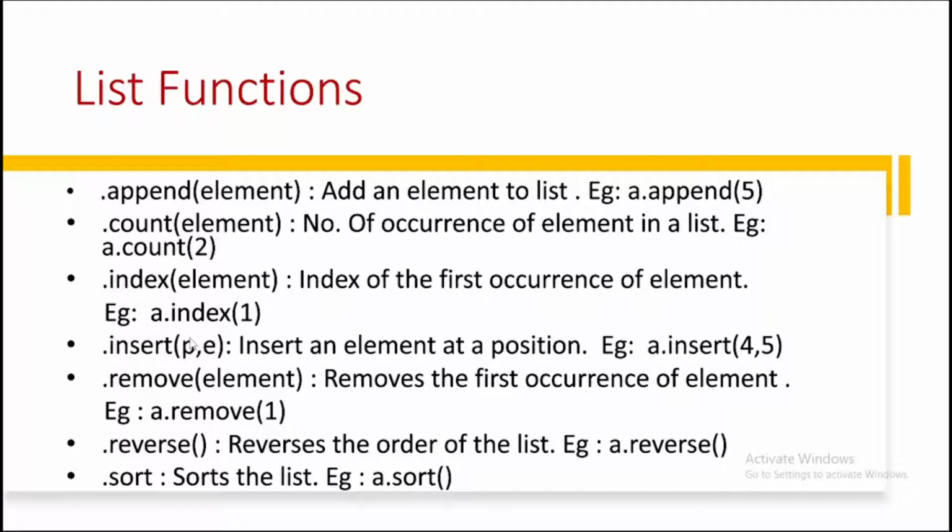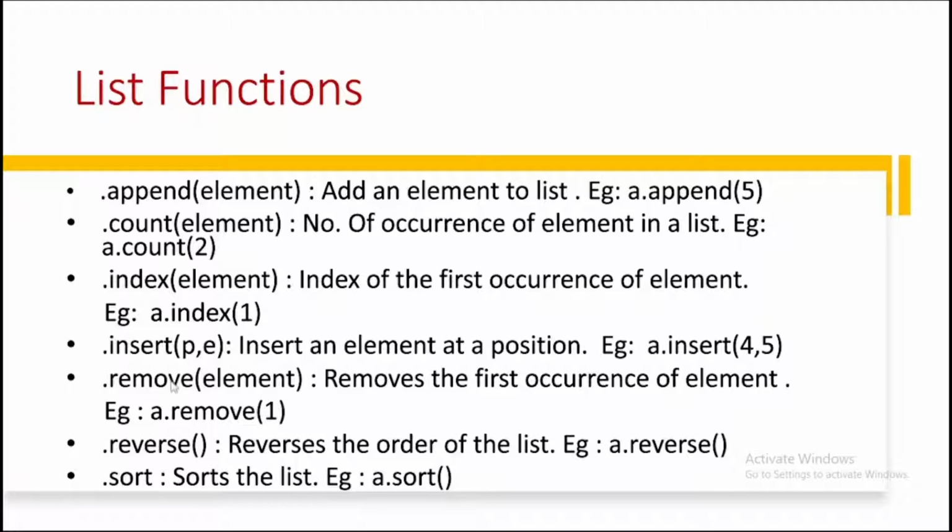Here in dot insert, we give the position of where we have to insert this element. This is not similar to append. Append will add it to the last place, but here you can give where you want to insert it. So you have to just give a dot insert, and here you give the position 4 and 5.